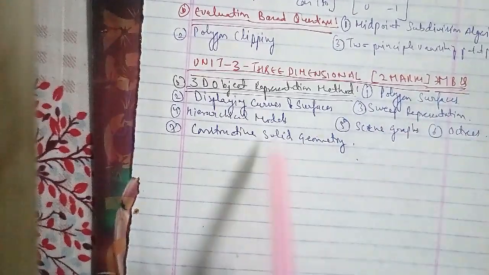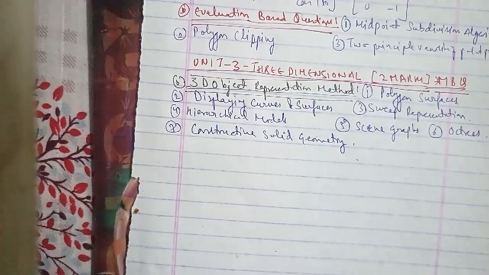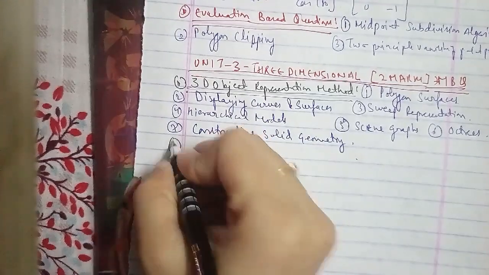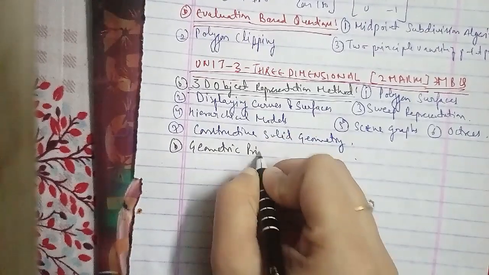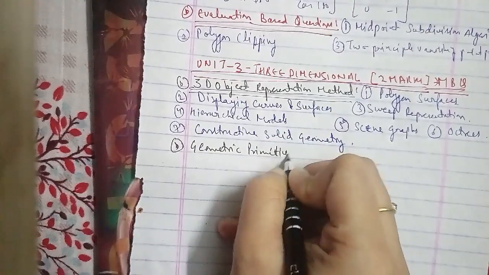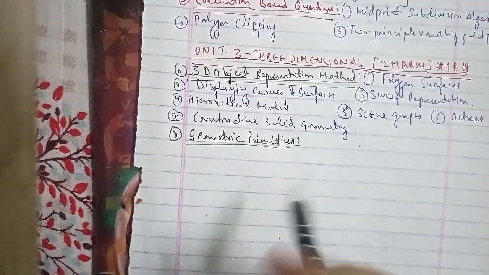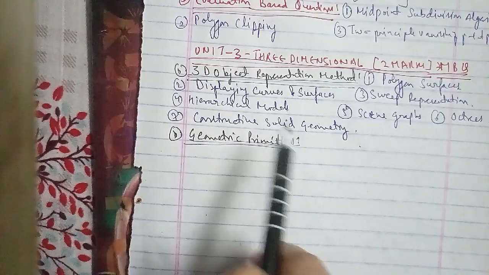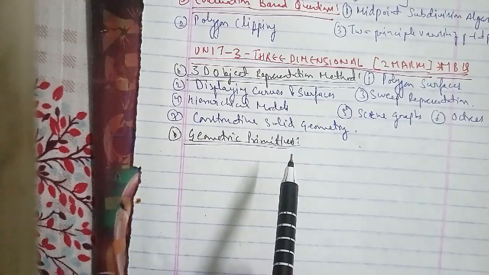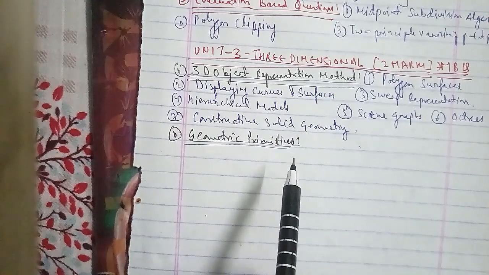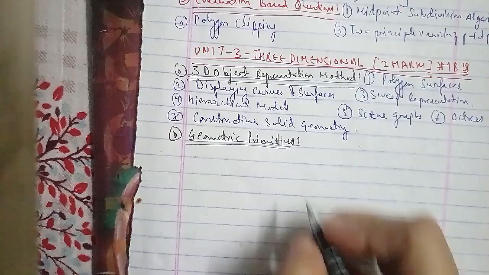Now we'll go ahead with another question: what do you mean by geometric primitives? Geometric primitives are the basic geometrical shapes that are used to construct computer graphic scenes and the resulting final image. With reference to this, another question arises: name the commonly used 2D geometric primitives.